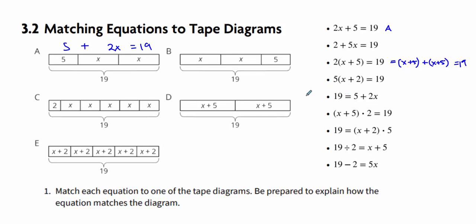So let's move on. What about this one? This one has 2 x's plus a 5. And that's the same as this one, right? 2 x's plus a 5. So this could be A or B.